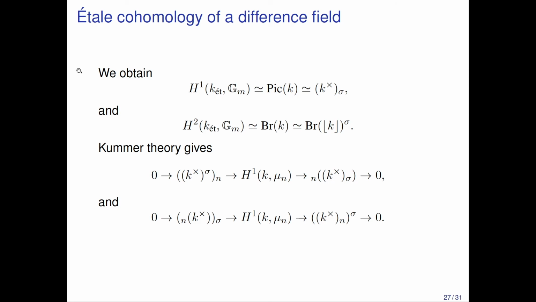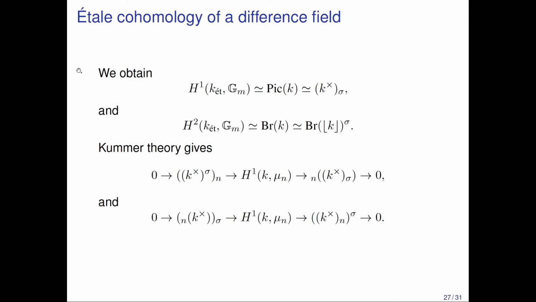Étale fundamental group of K is, as we already noted by Hilbert 90, the Picard group, but it's simply the multiplicative group of the field and then sigma coinvariance of that. And you can get that H2 with respect to G_m, which is meant to be like the difference Brauer group, is obtained in a very straightforward way from the Brauer group of the underlying field as simply sigma invariance of that.